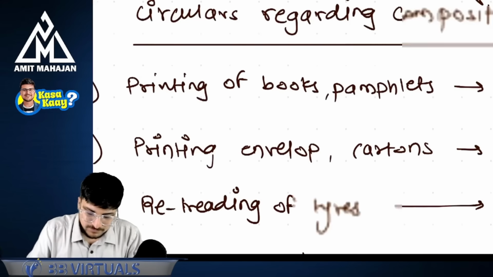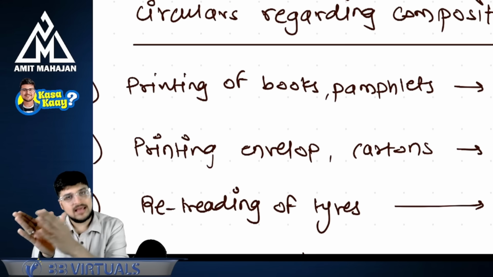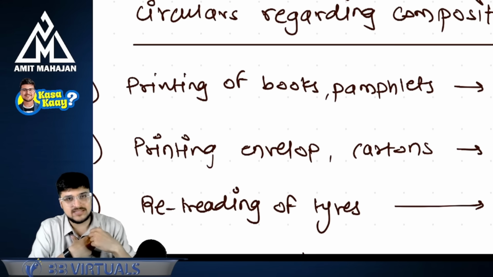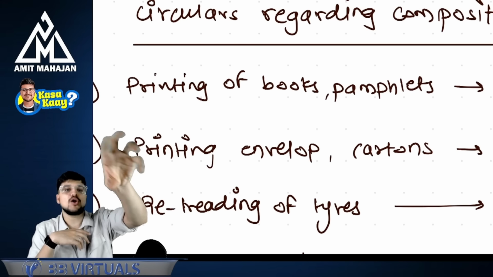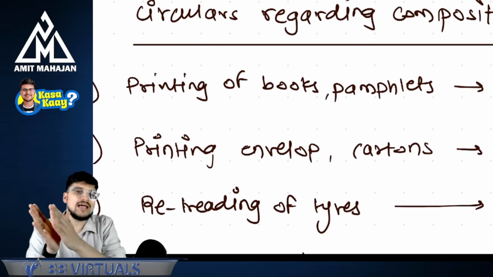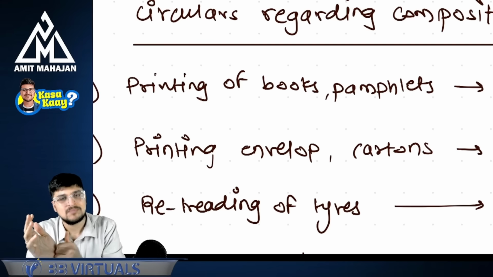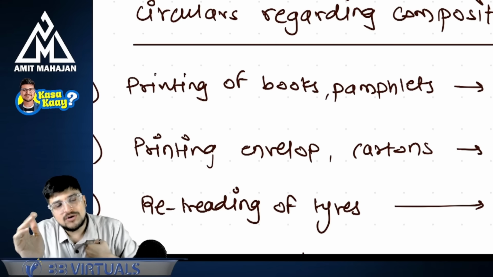Understanding? Second point, printing envelope and cartons. I have one envelope. Okay, I am a stationery guy. You want to print your logo. You can see Amit Mahajan logo. You want to print that logo on the envelope and you want to purchase the envelope. So you came to my stationery shop and asked me to give some envelope.